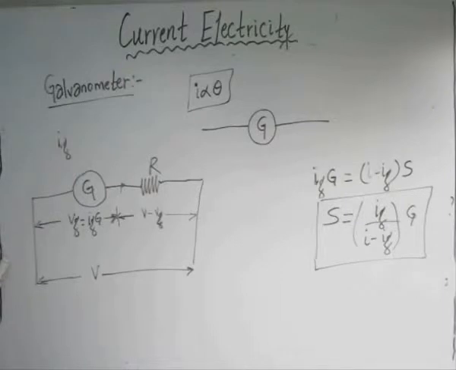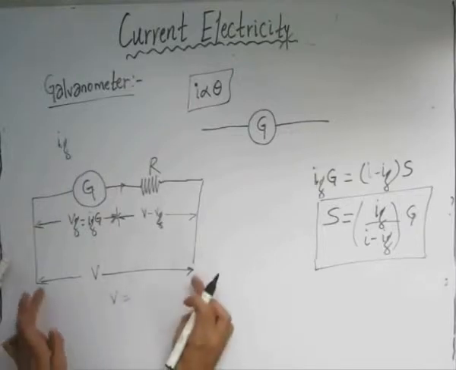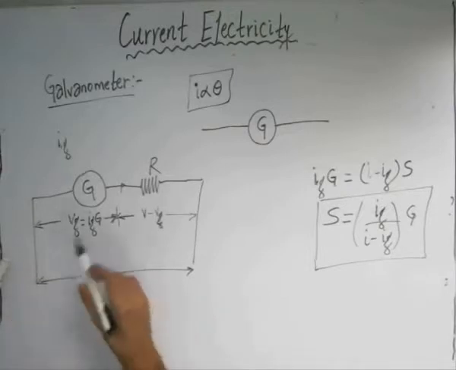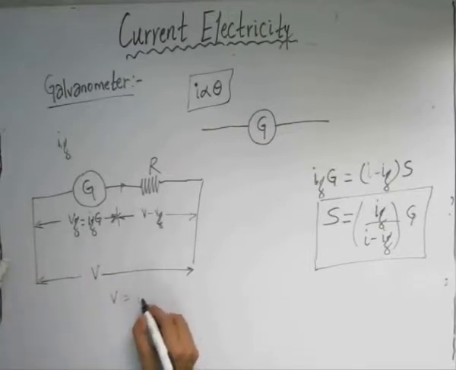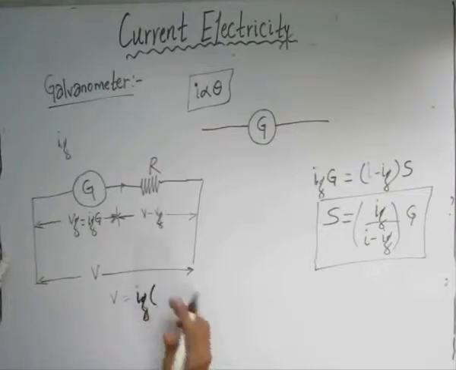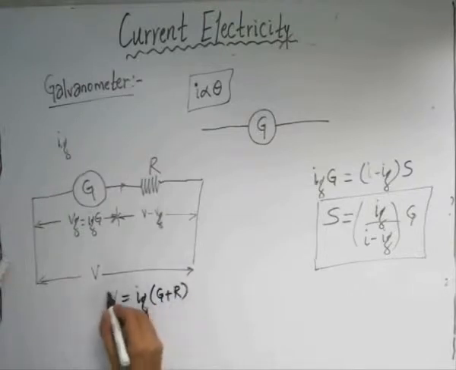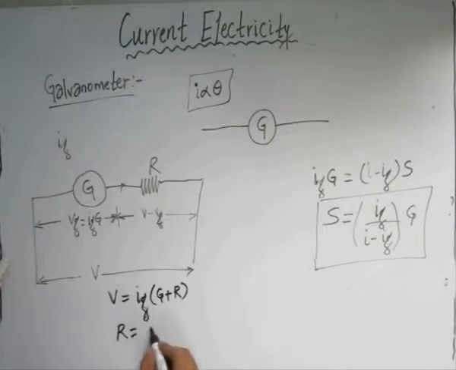Now in order to determine the value of R that has to be connected in series with the galvanometer, if we apply Ohm's law, the total potential across these points, V, would be the current multiplied by the total resistance of the circuit. The total resistance in the circuit is G plus R. So if we solve for R, we get the value of the external resistance which is connected in series as this.